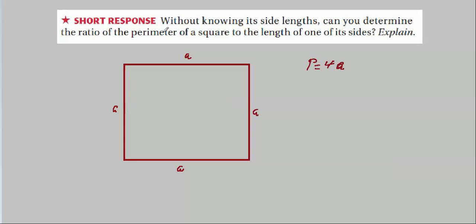The length of one of its sides is A. So if you write the ratio of perimeter to side, it's 4 to 1. If it's side to perimeter, it's 1 to 4. I think the way they asked it, the answer would be 4 to 1.